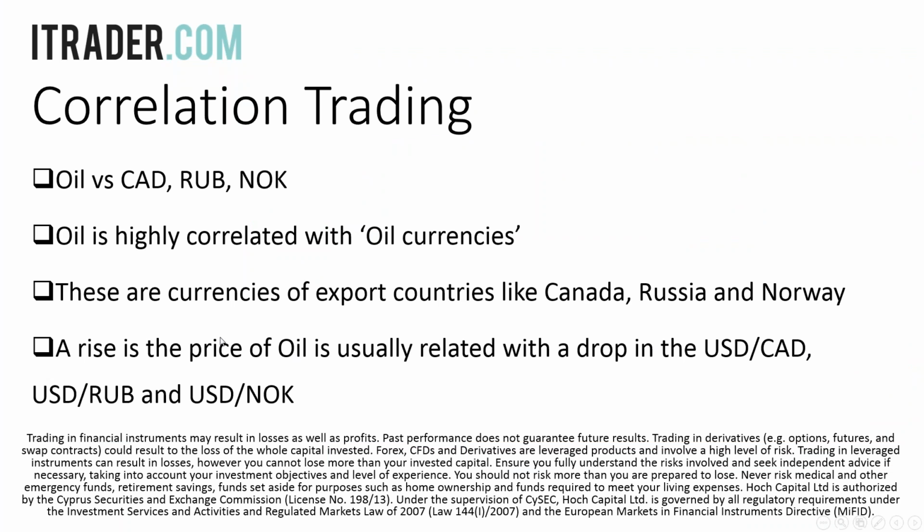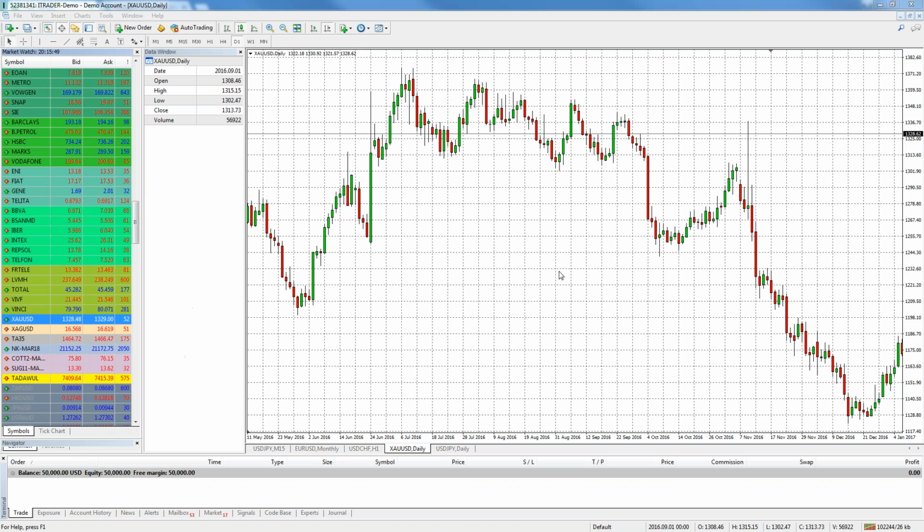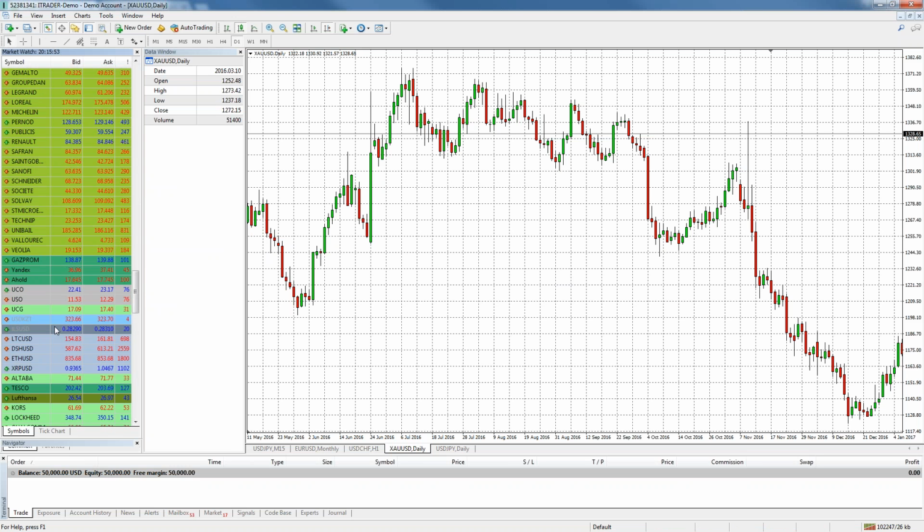So we talked about the oil currencies, volatility or VIX index, and safe haven assets. When volatility rises, the VIX goes up, as well as safe haven assets. Let's try to understand it. The VIX is what we call the index of fear.